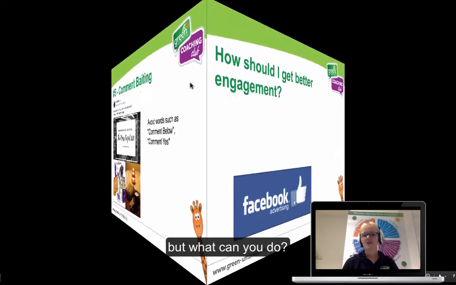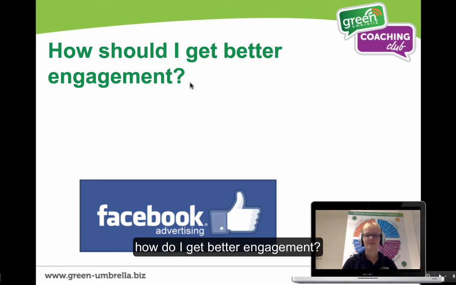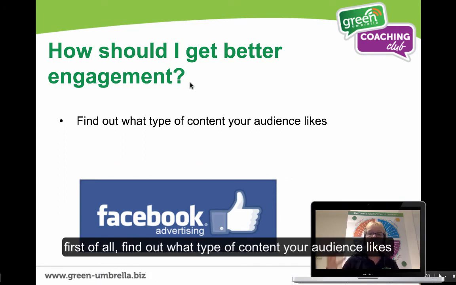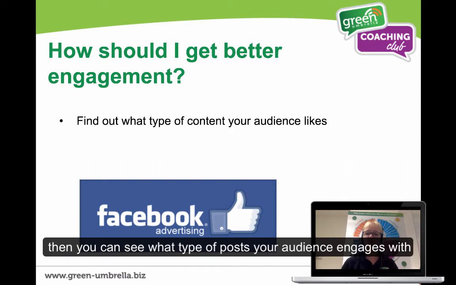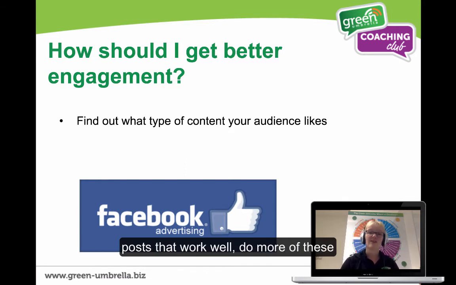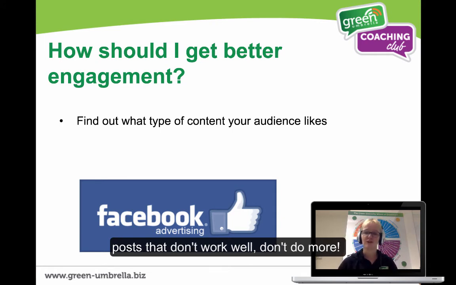Okay, so they're the things you can't do. So how do I get better engagement? At the end of the day, there are 3 main ways. The first way is to find out what type of content your audience likes. If you go into your insights on Facebook and click on posts, you'll be able to see the type of posts that your Facebook audience likes. Those type of posts, you need to make sure that you're doing more of those. The type of posts that don't work so well, don't do more of those.